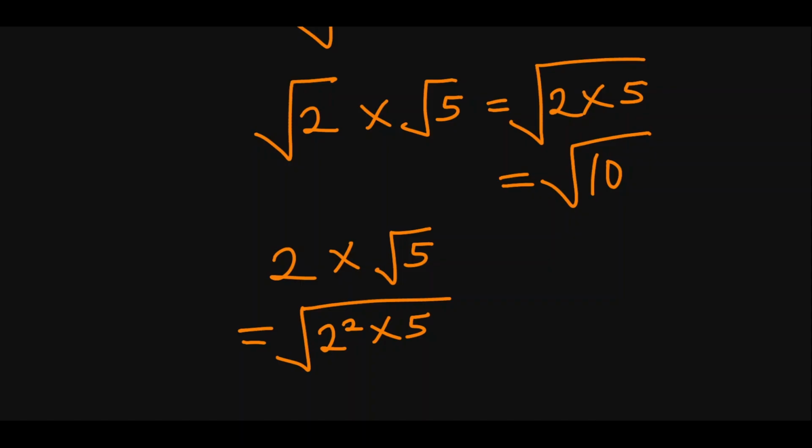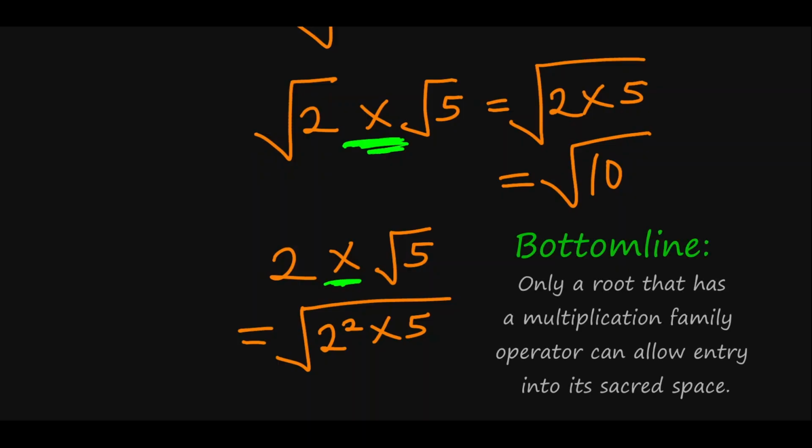Unfortunately, these 2 ways are one for something that has a root and one that doesn't have a root. But notice something in these 2 examples. In both cases, we are dealing with the multiplication family. Look here: root 2 times root 5. It is times. Here as well, we have 2 times root 5. None of them have plus or minus.